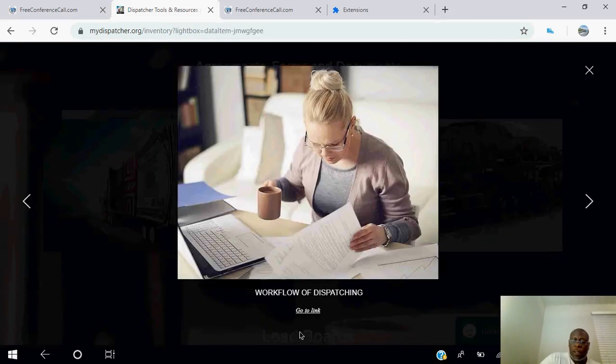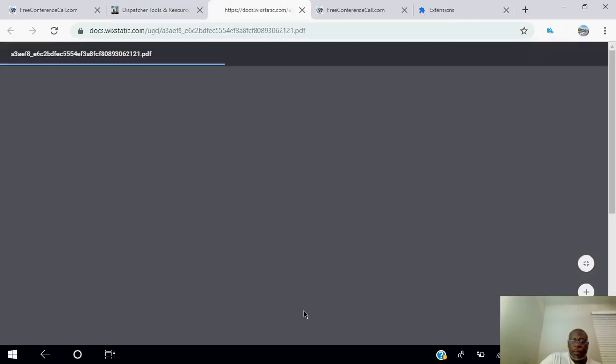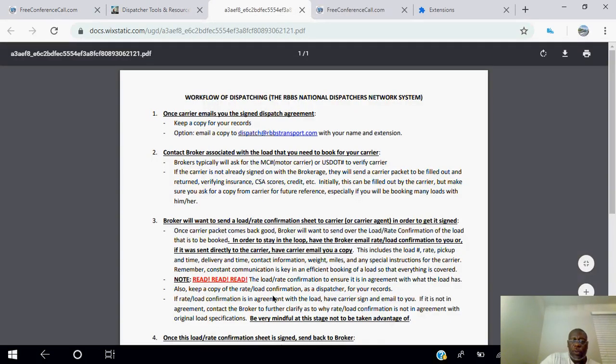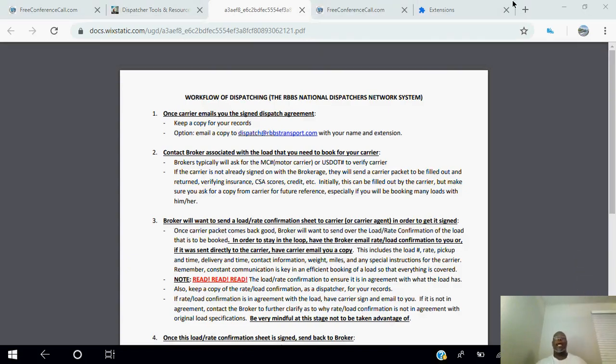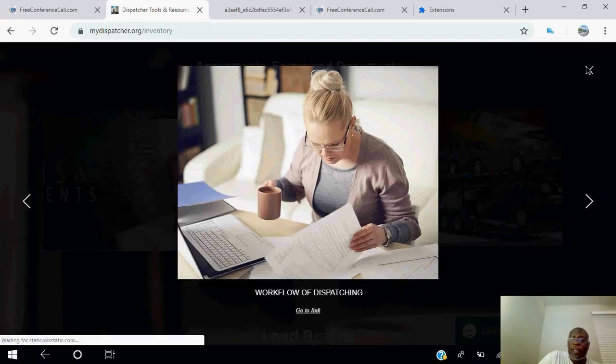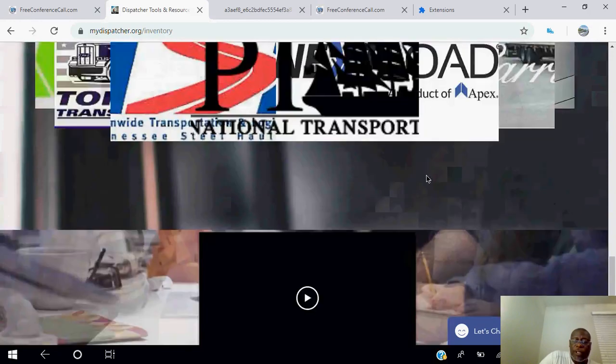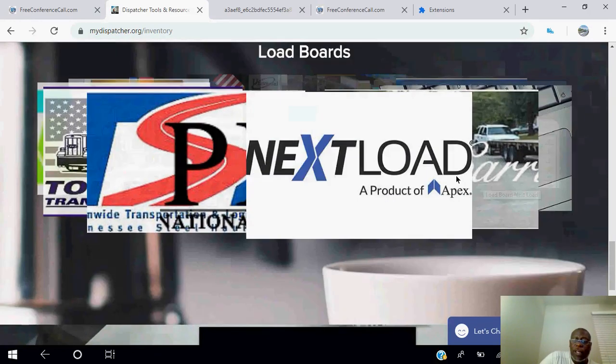All right. So let's go over the workflow now. Click on it, pull it up. This is basically how you get a load from booked to getting it paid on. Now we are actually going to go through the steps on the load board to show you all how this works. So let's go and find our load board.